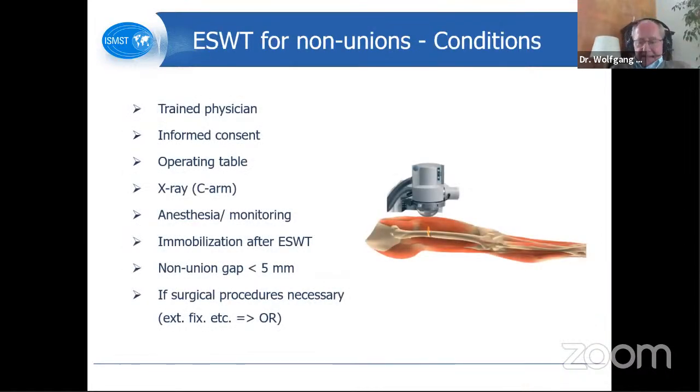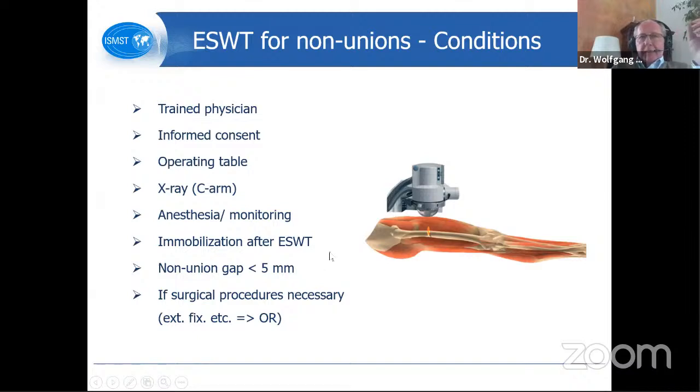What are the requirements to perform Shockwave? In my eyes, it should be performed by a surgeon who is also able to do the surgical procedure, because you need the knowledge about non-union, and this is a very difficult specialty, and this should be an experienced orthopedic surgeon. So you need a trained physician, of course, and informed consent. For the moment, we do X-ray. Perhaps in the future, we can also locate the non-union by ultrasound. There is a big development. We need some kind of sedation or anesthesia.